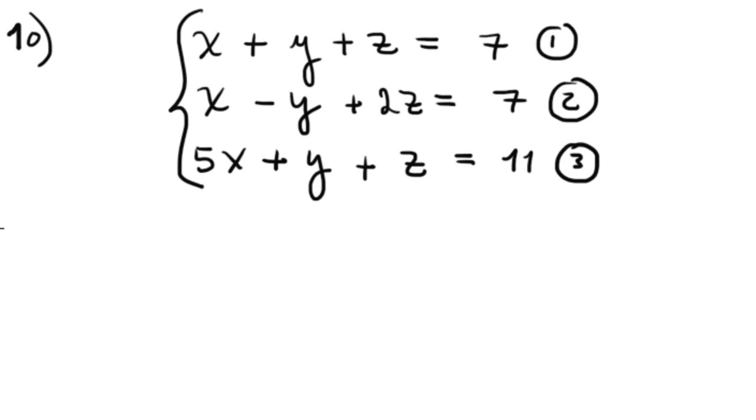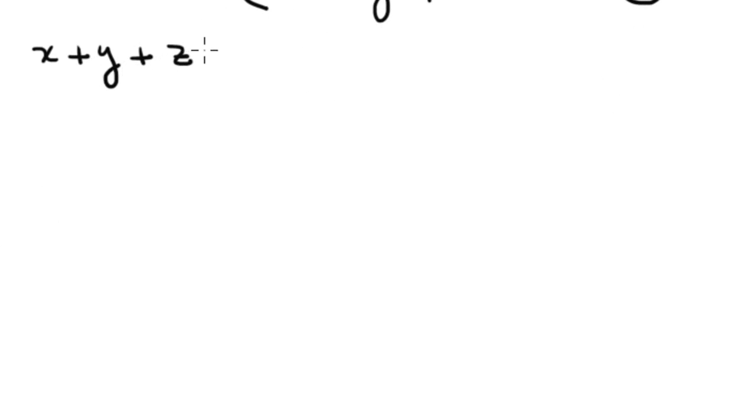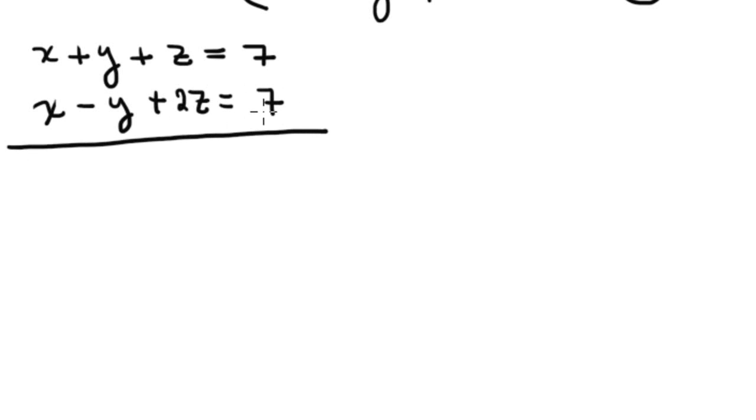So you pair, for example, I pair 1 and 2. Why do I pair 1 and 2? Because I saw that at least the y variable is ready for elimination. When you add this, we have 2x, this cancels out, plus 3z is equal to 14. Let me call this equation number 4.